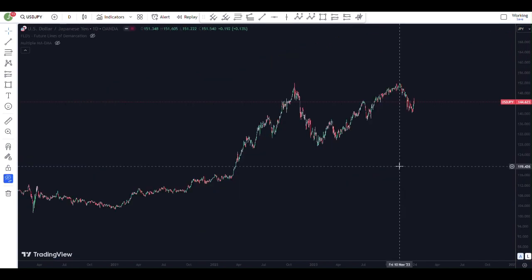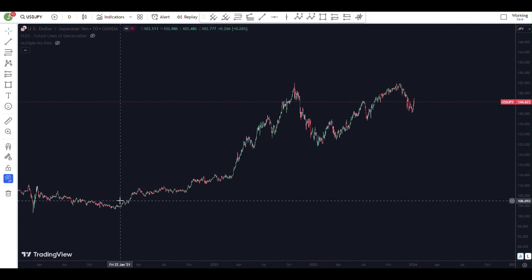I also use this type of analysis to trade the Forex markets. This is the USDJPY on the daily chart. And when I unhide these drawing tools, you're going to see the same things. You're going to see time cycles and median lines.